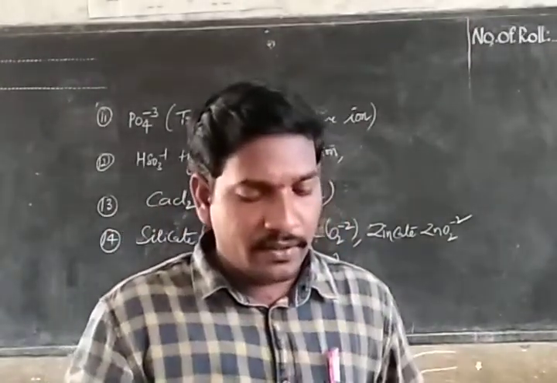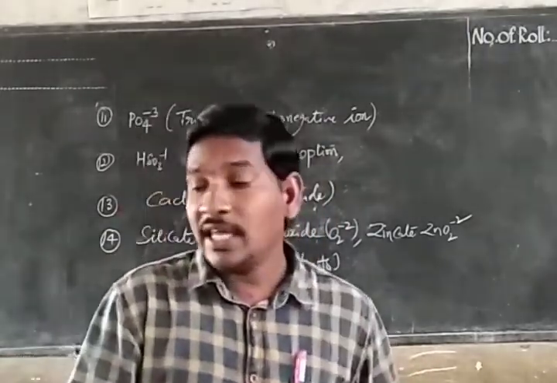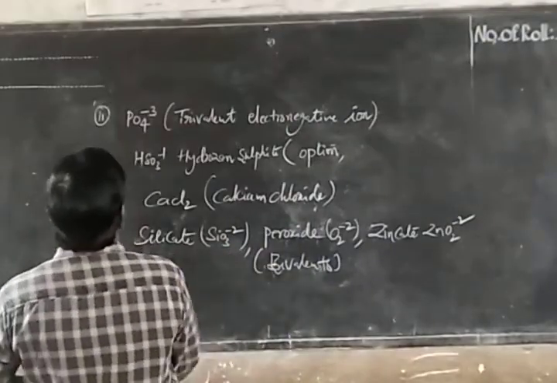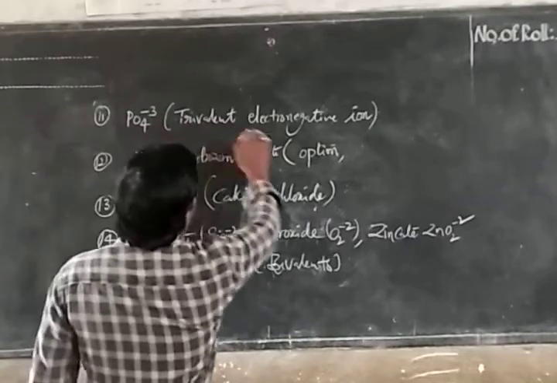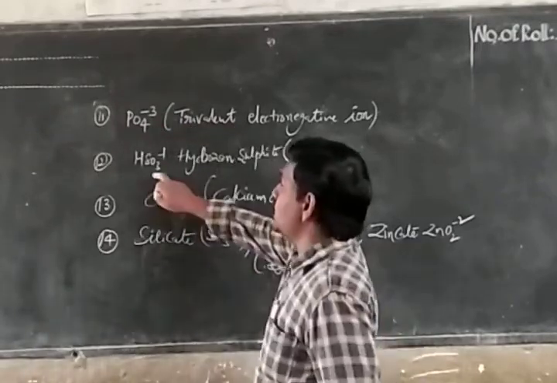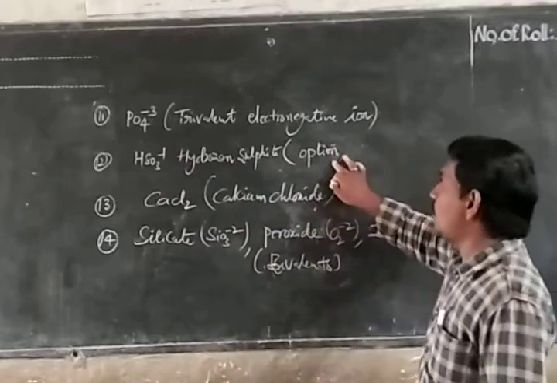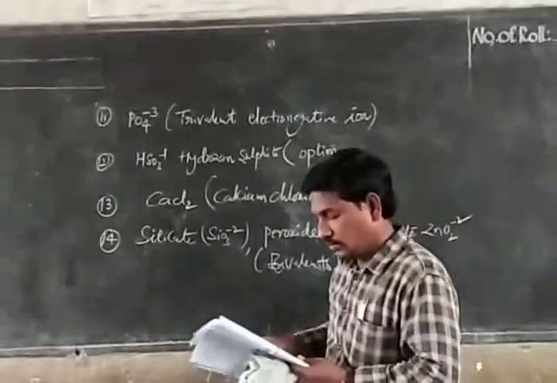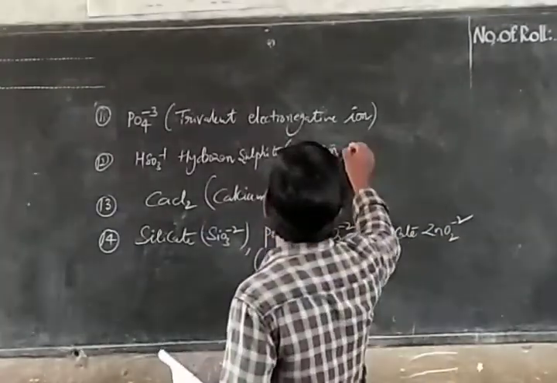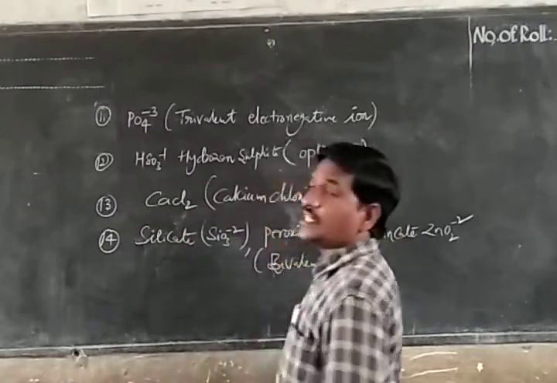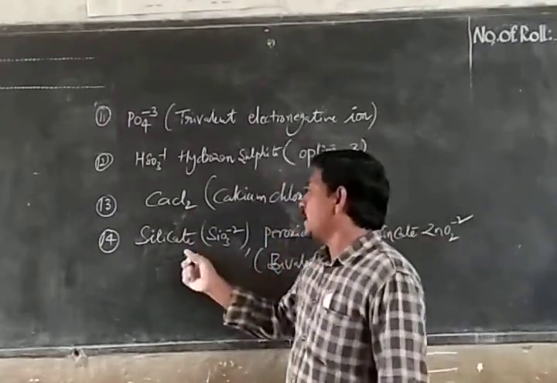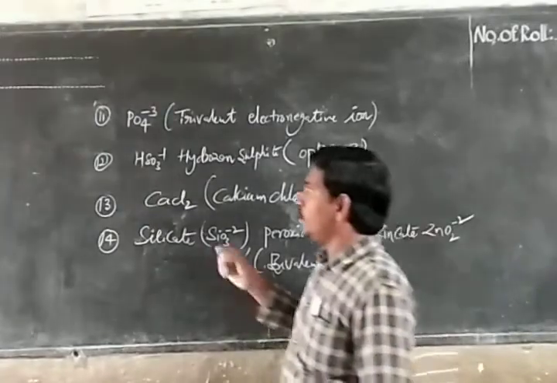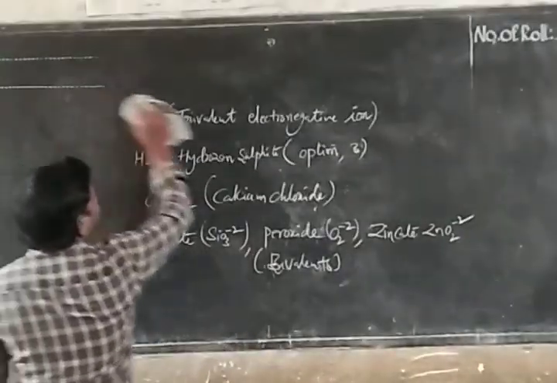Now we have completed handsheet 4. Now chemical equations. The 11th one, PO4 -3, trivalent electronegative ion, HSO3 -1, hydrogen sulfate, option 3. And CaCl2 by the crisscross method, calcium chloride, silicate, SiO3 -2, peroxide, O2 -2, zincate, ZnO2 -2. Okay, now we have completed handsheet 1.